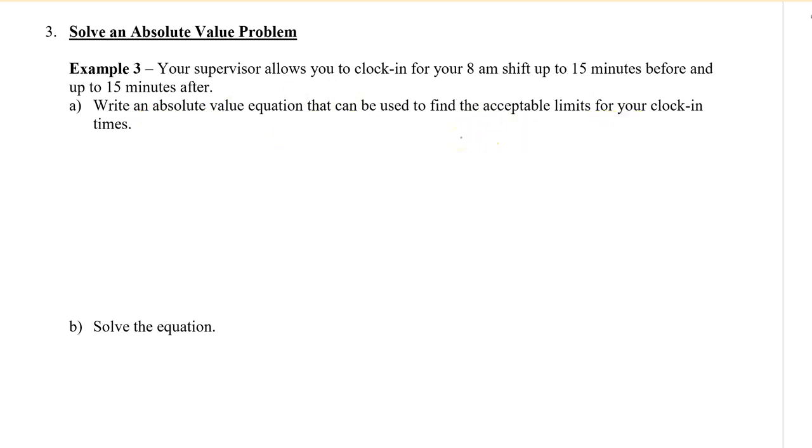Now, it's probably pretty obvious what the times are, but what I want to show you is how do you set this up using an absolute value equation. So what we do know is that the distance from the max and min time to 8 a.m. is 15 minutes. Now I can't really add 15 minutes to the time, so I'm going to use decimal time. So I'm going to put 0.25 minutes. Okay. So if I draw a graph, it would look something like this.